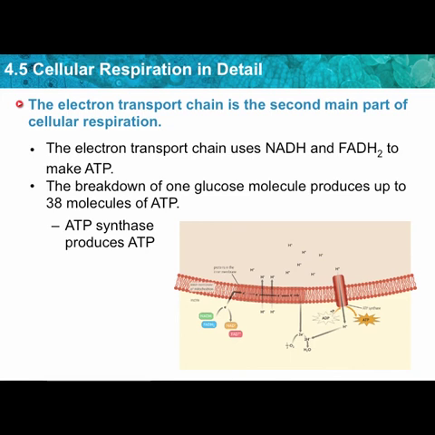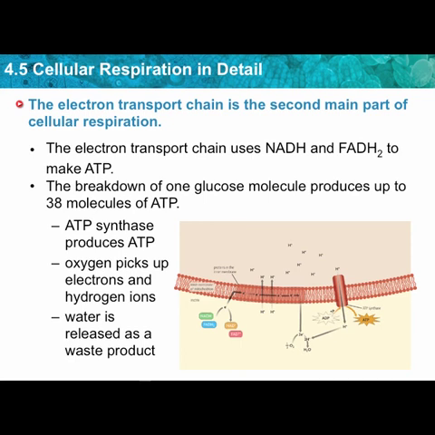In ATP synthase, anything that ends in 'ase' is very likely an enzyme, helps to produce the ATP across that proton channel, as you can see in the picture there. Oxygen picks up electrons and hydrogen atoms and becomes water. And water is released as a waste product, along with oxygen from an earlier part of this.